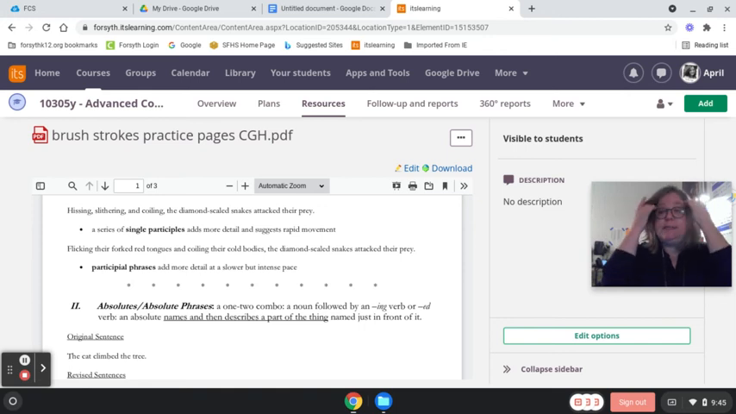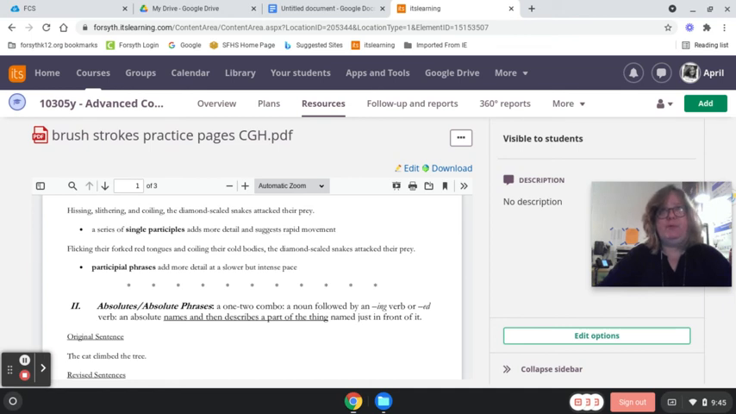And I'm going to show you what some successful sentences looked like from the activity we did in class. Flicking their forked red tongues and coiling their cold bodies, the diamond-scaled snakes attacked their prey. Now, what I want you to really clue in on is notice these participial phrases. They are participial phrases because they begin with a participle, okay? It's just like a prepositional phrase. Those begin with prepositions. That's how we know we have a prepositional phrase. So you can't put a different type of word.